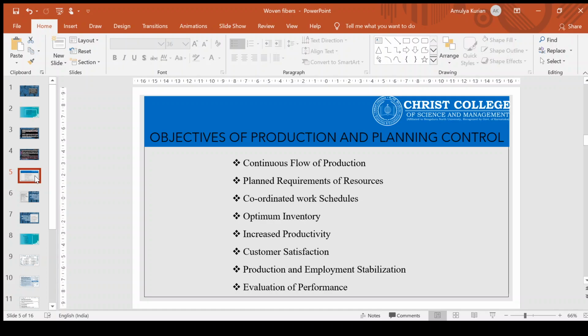Fifth one is increased productivity. If the planning and controlling is done properly, naturally the productivity will also increase. It is increased by increasing the efficiency and by being economical.